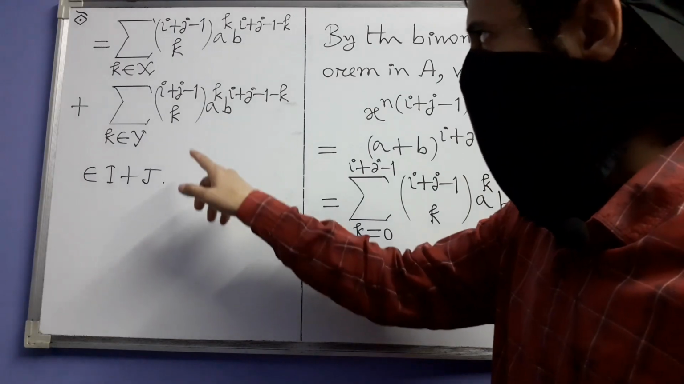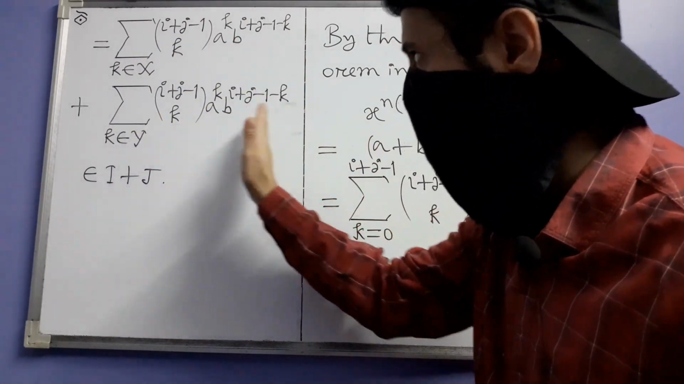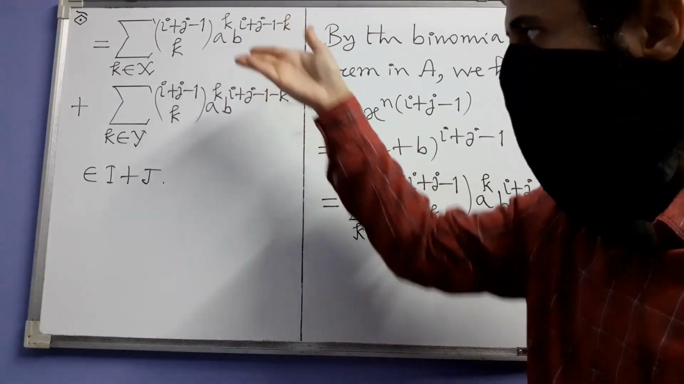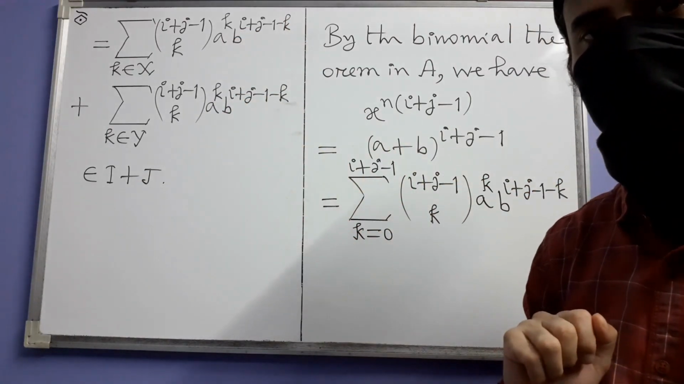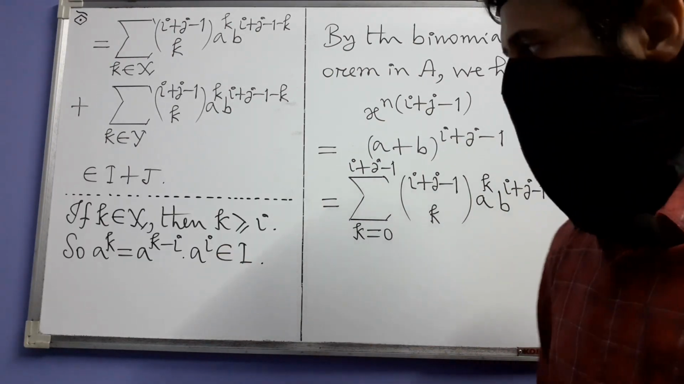And then the conclusion is that this first sum belongs to I and this second sum is an element of J. So their sum is in I plus J. But how? Let's see. So this is the reason.